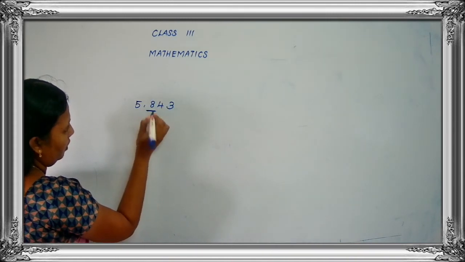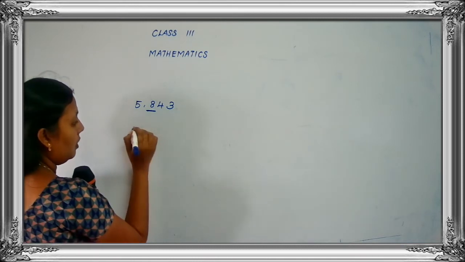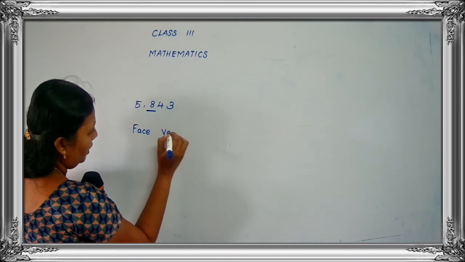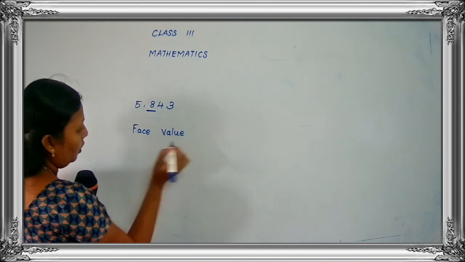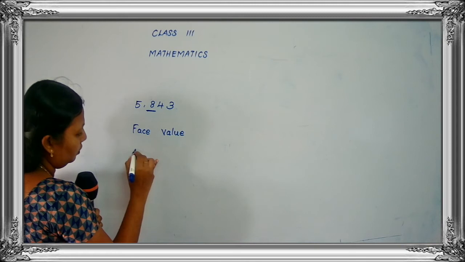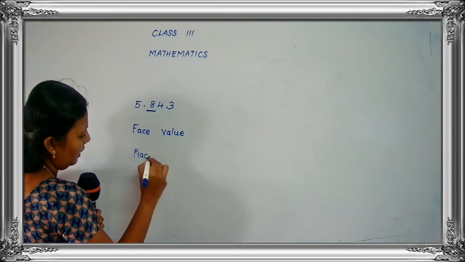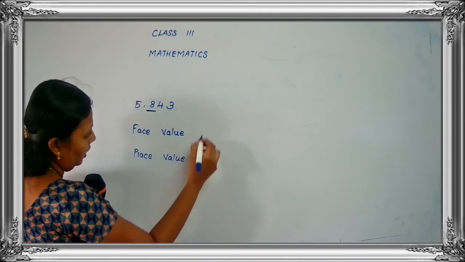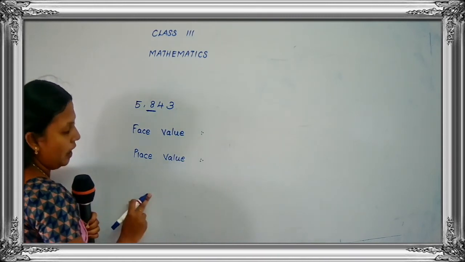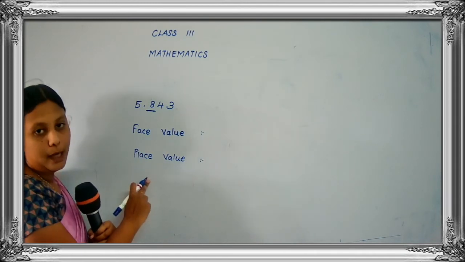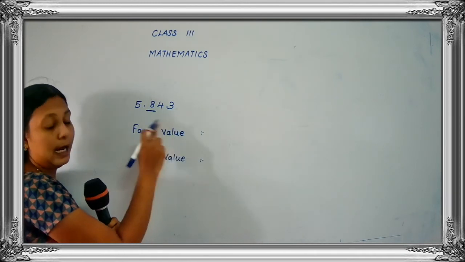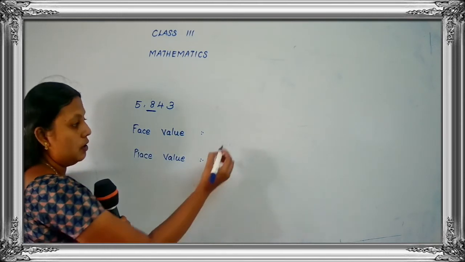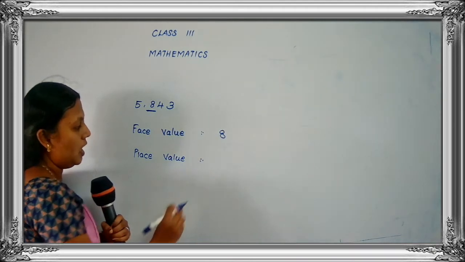Now 8. Okay. The first, face value. F-A-C-E, face. V-A-L-U-E, face value. Then P-L-A-C-E, place. V-A-L-U-E, value. Place value. Okay. Face value and place value. Face value means see the underlined digit number and take and write here. Okay, children. Which one is underlined? 8. So face value is 8.